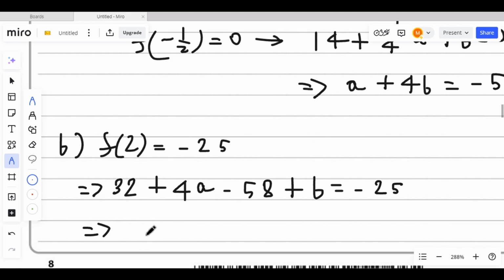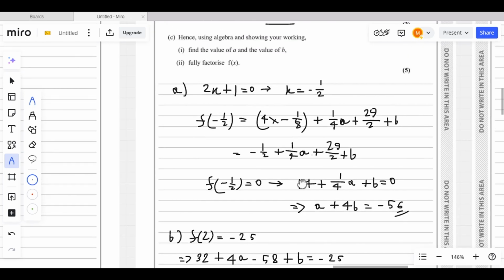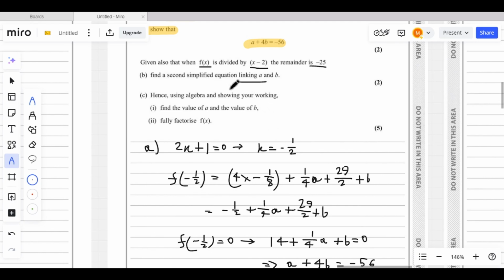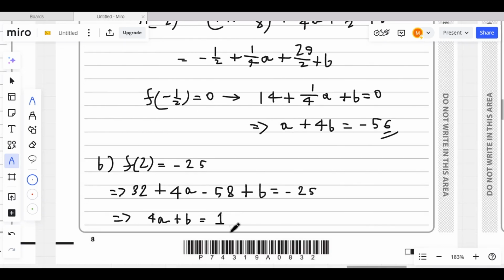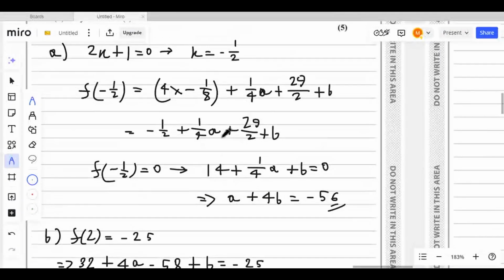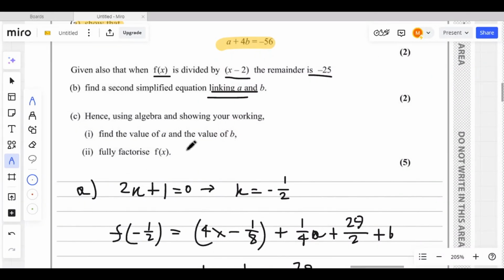So 4a plus b can be written as 32 minus 58 is negative 26. If you take it to the right, you will get plus 26. So 26 minus 25, this is positive 1. Just the second equation we got, linking a and b. That's it. That's the answer.